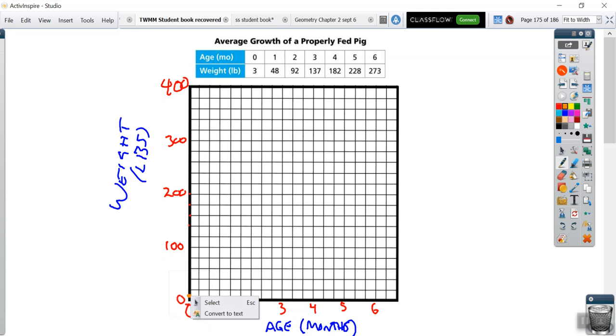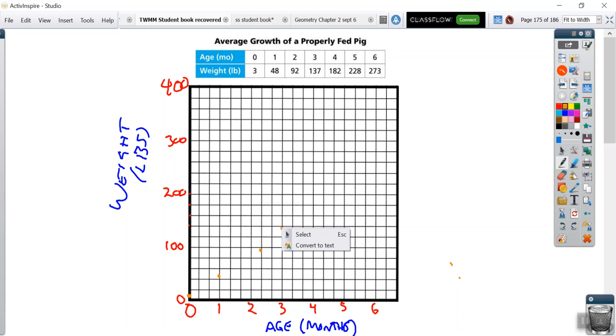Our next point, 1, 48. So that's 1 over and just a little bit more than 40. Then we have 2 and 92. So 2 and 92 is just going to be under the 100, just barely. 3 comma 137. That's almost at 140. So here's 100, 140.